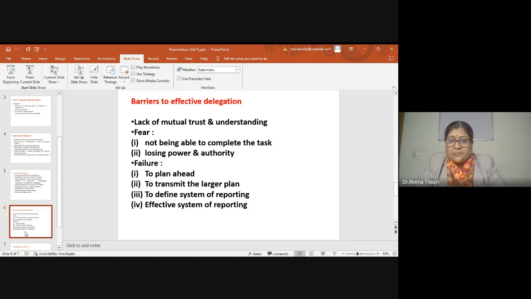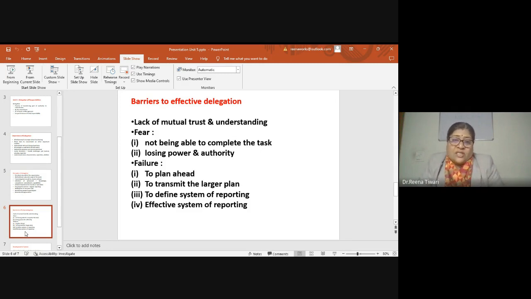In the same way, sometimes the head teacher has a fear that the teachers who have been assigned the work would not be able to complete the task. That fear can be on the teacher's part too. One more thing: the head teacher may think that if I am delegating the responsibilities to different individuals and subordinates, sometimes it may happen that I can lose the power or the authority, because the teachers are themselves able to perform in a better way. So these are the fears on the part of the head of the institution, which can be a barrier.